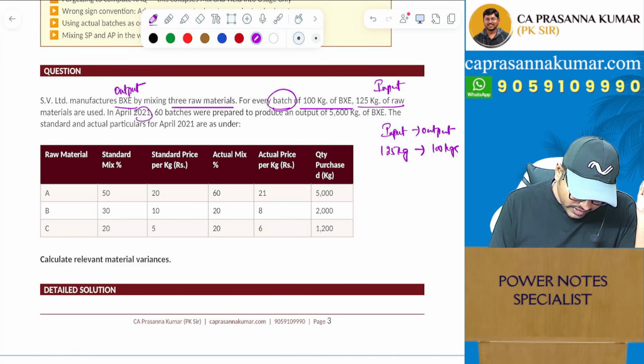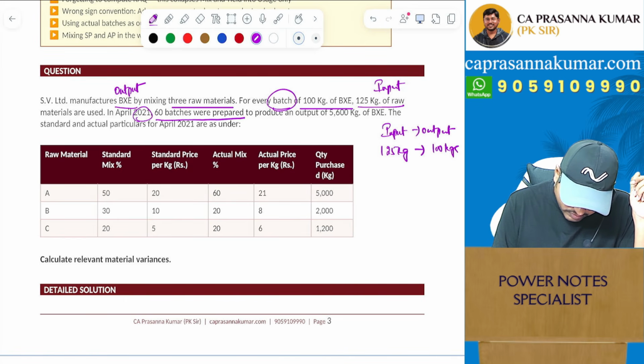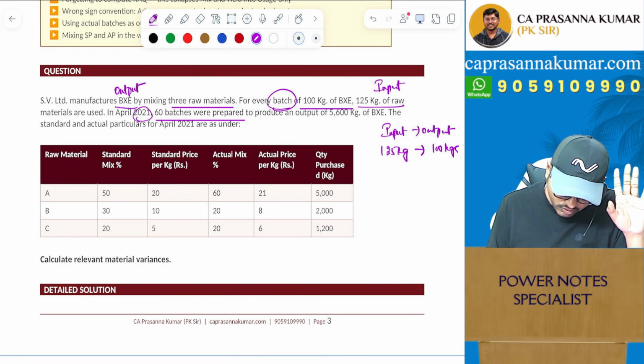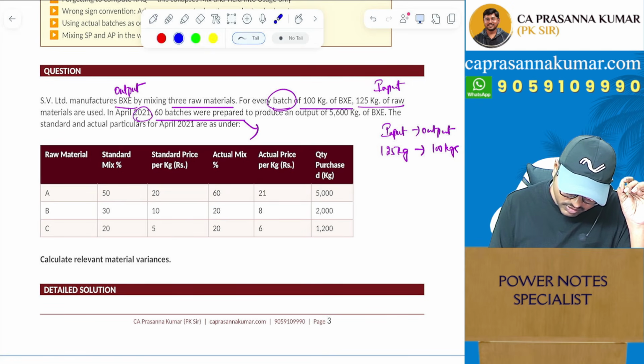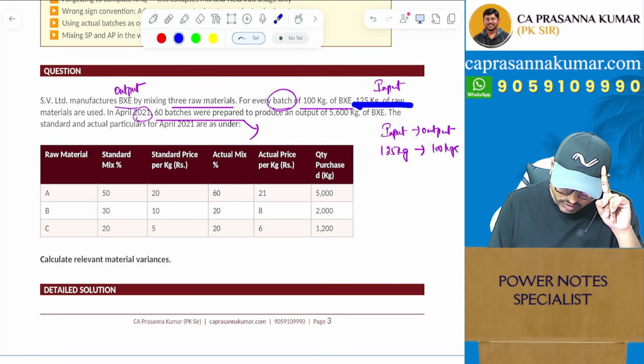In April 2021, in this month, 60 batches were prepared to produce an output of 5,600 kgs. For every batch, how much raw metal have you used? 125 kgs for every batch, which means one single batch, 125 kgs.